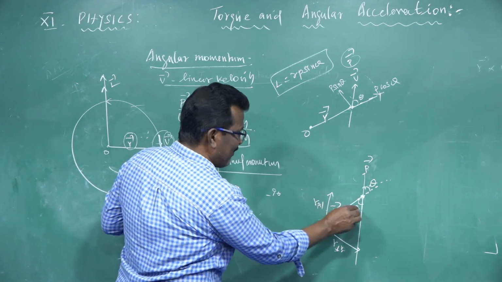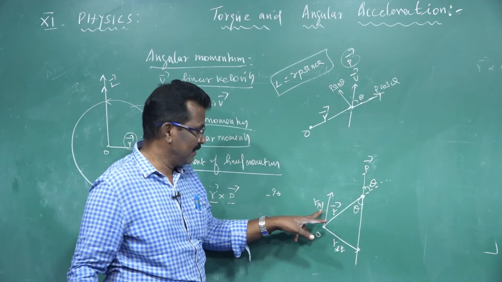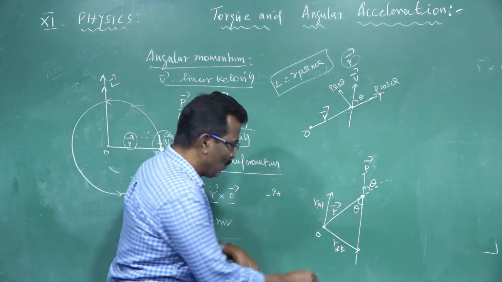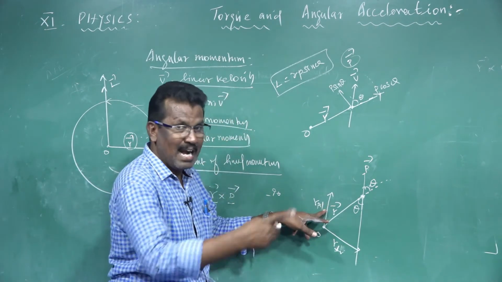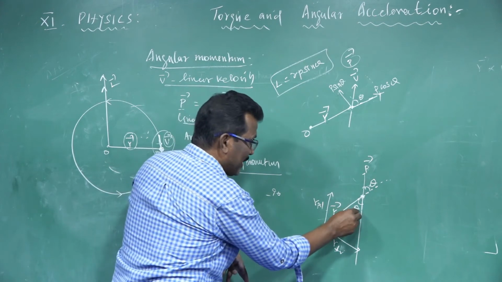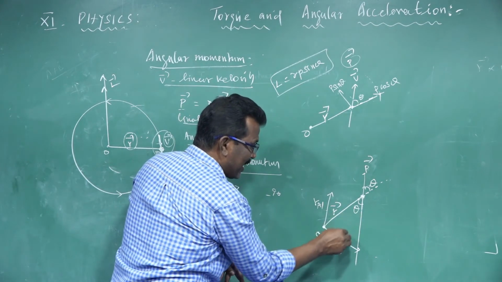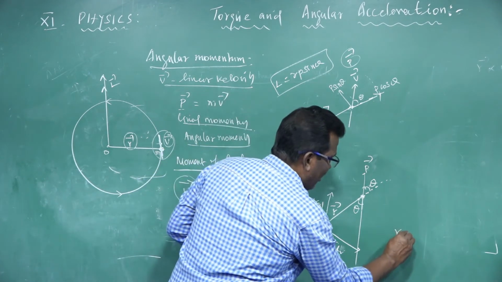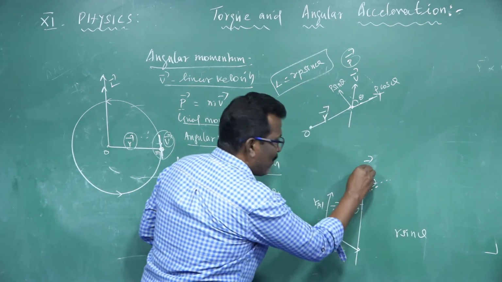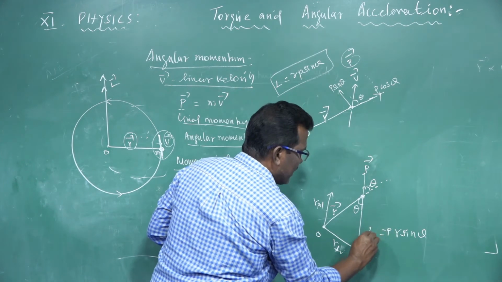Now, at this origin O, which component affects the rotation? The component parallel to the momentum does not affect any rotation. Only the perpendicular component affects the rotation. The perpendicular component, opposite the angle theta, is r sin theta, and with the momentum p, this is equal to L.